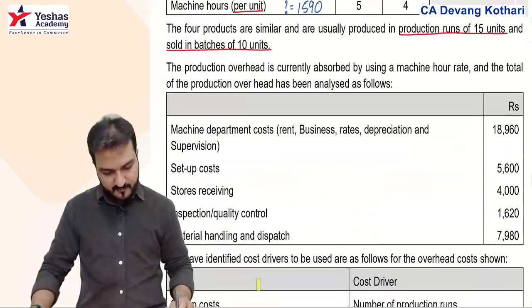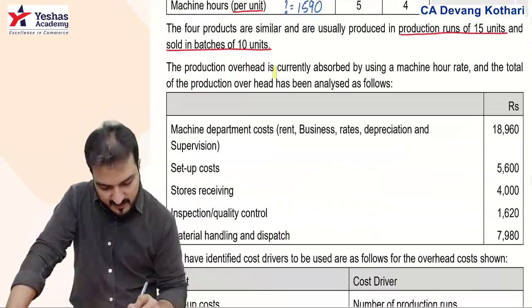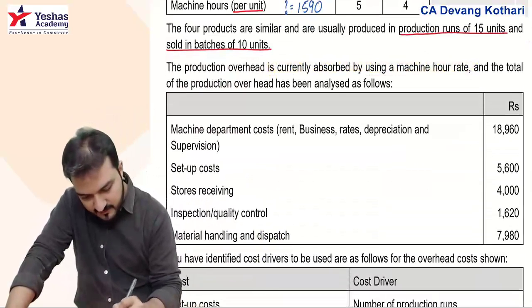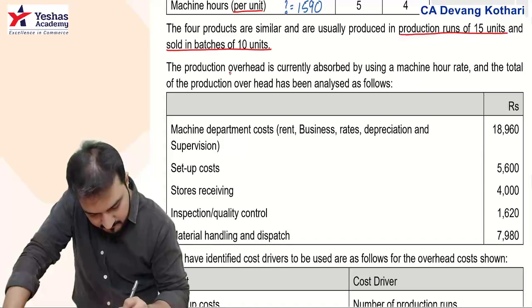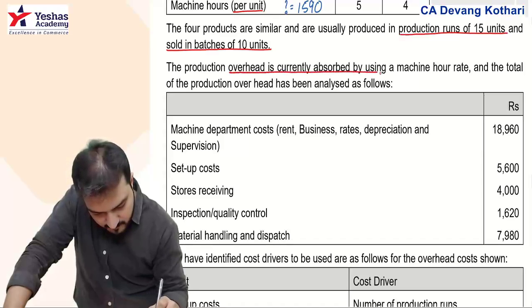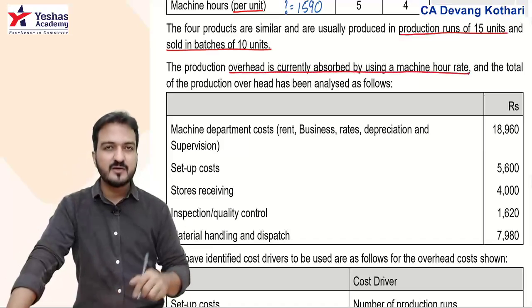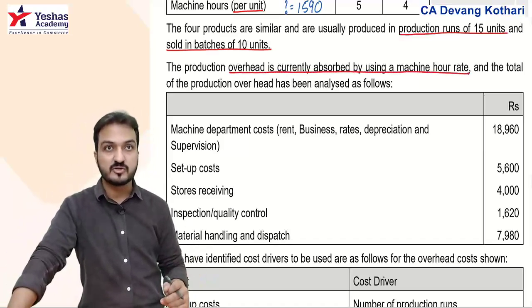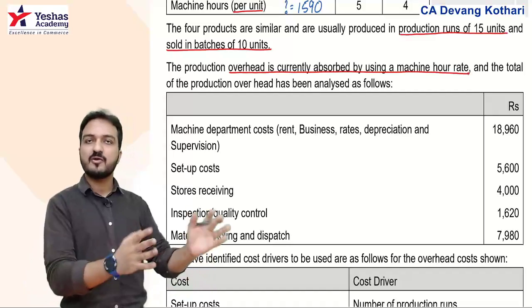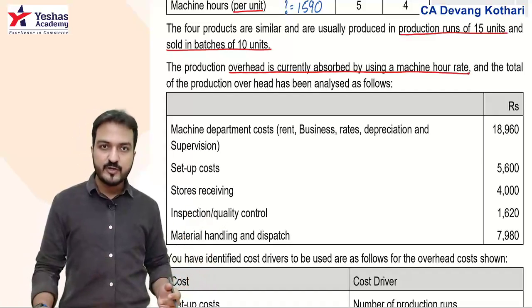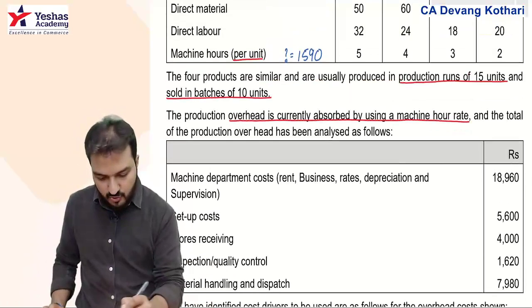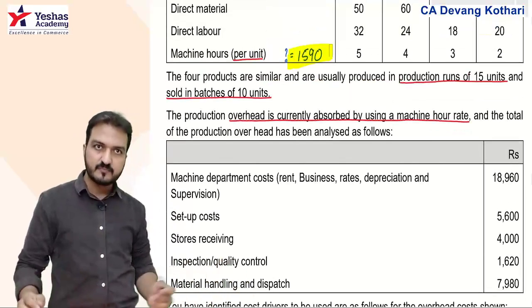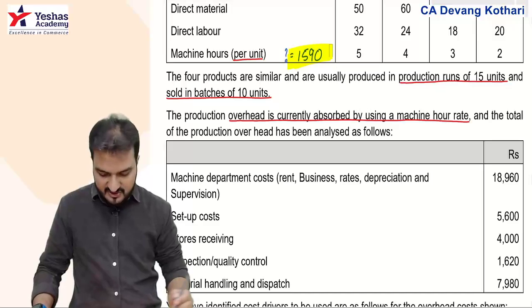Read further. The production overheads is currently absorbed by using machine hour rate method. Underline. Overheads is currently absorbed using machine hour rate. That is a single rate method. So total overheads will be divided by total machine hours. What is total machine hours? Well, now you know. Total machine hours is here 1590. What is total overheads? Now you are given.